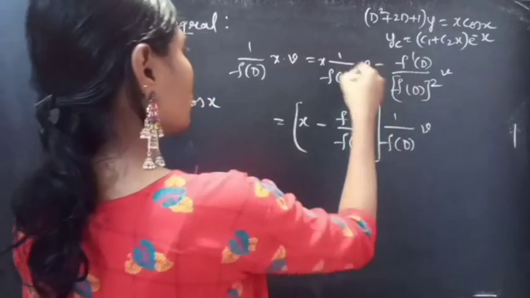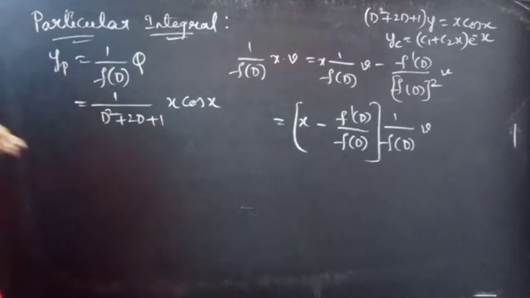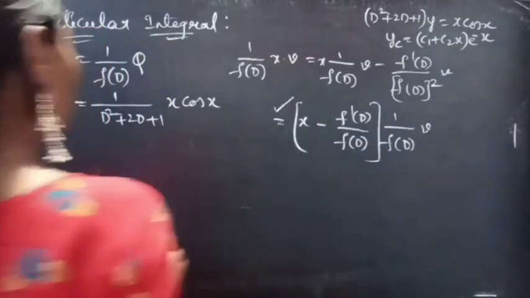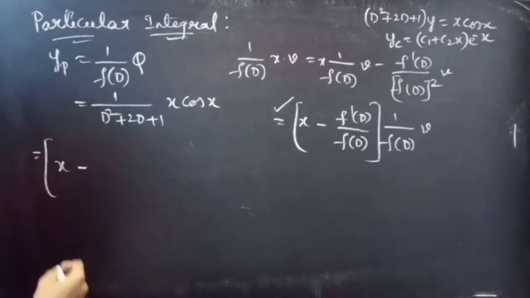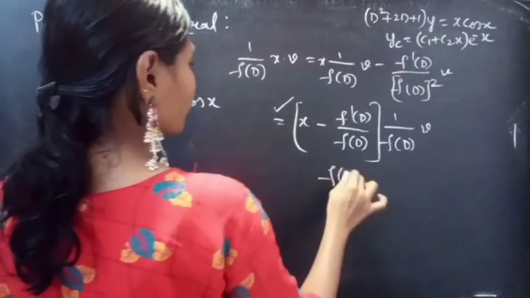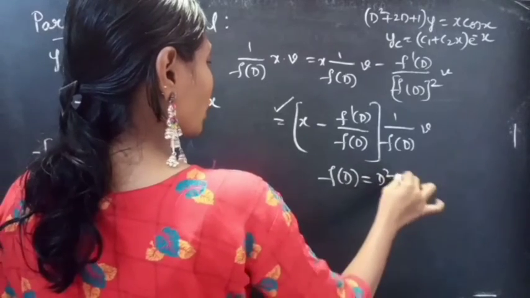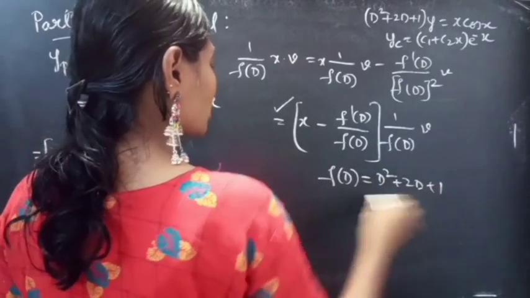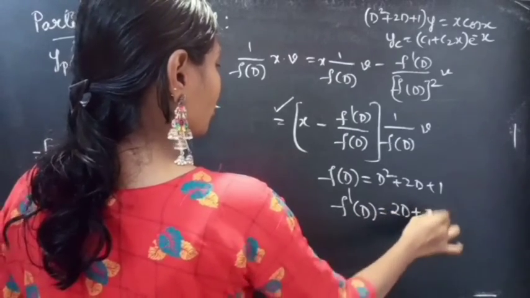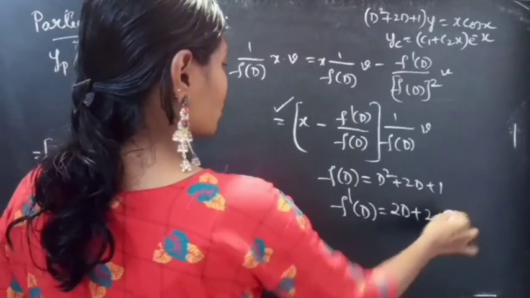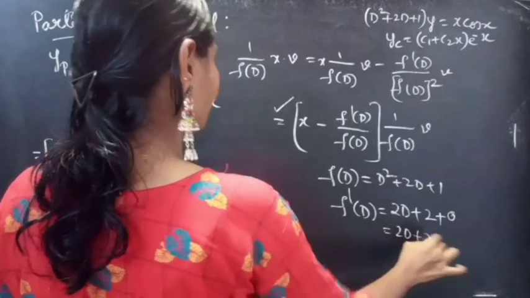We just took 1 by f of D into v common from the two terms, right? Now we are going to utilize this formula, which is equal to x minus, if f of D is D square plus 2D plus 1, then f dash of D will be 2D plus 2, right? Plus 0, which is 2D plus 2.